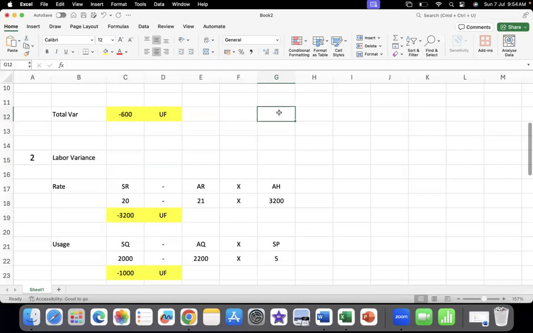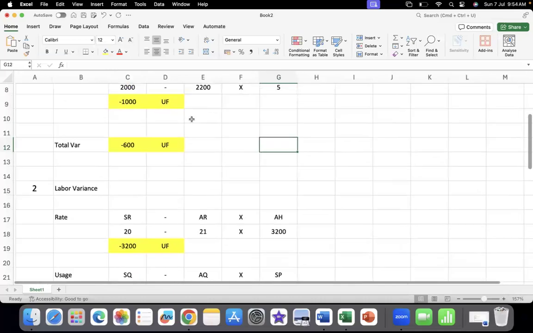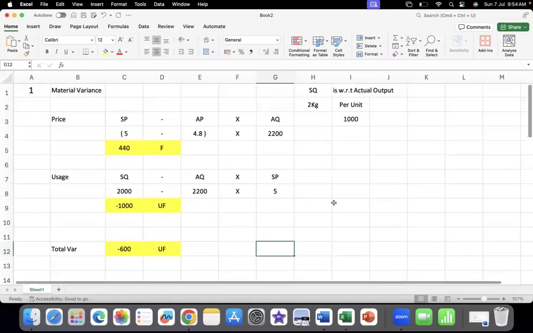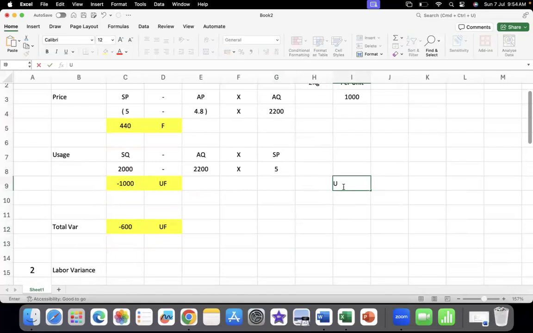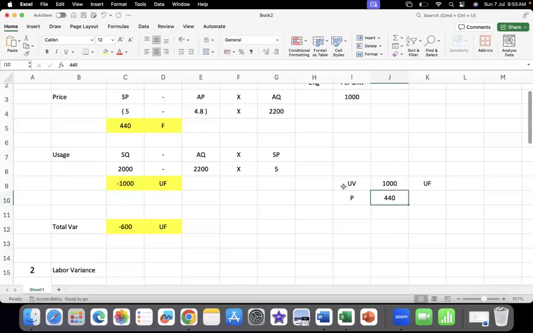So what I mean by that is, what the question is going to tell you is, for example, the usage variance is 1,000 unfavorable, and the price variance is 560. Oh, I'm so sorry, this should be 560. So it will always give you this information without the signs. That's why it is important for you to interpret it.